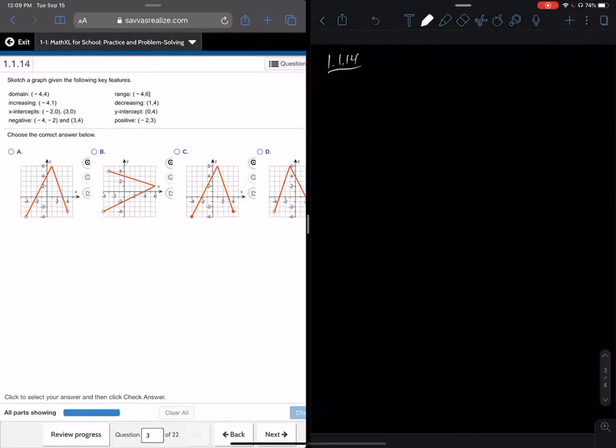In this video, we're going to look at problem 1.1.14. They tell us to sketch a graph given the following key features, and then they list those features, and then we need to come up with a graph. Some of the information will be more useful than others a lot of times in these problems. And since it is multiple choice, it's just kind of a process of elimination if we can do that.